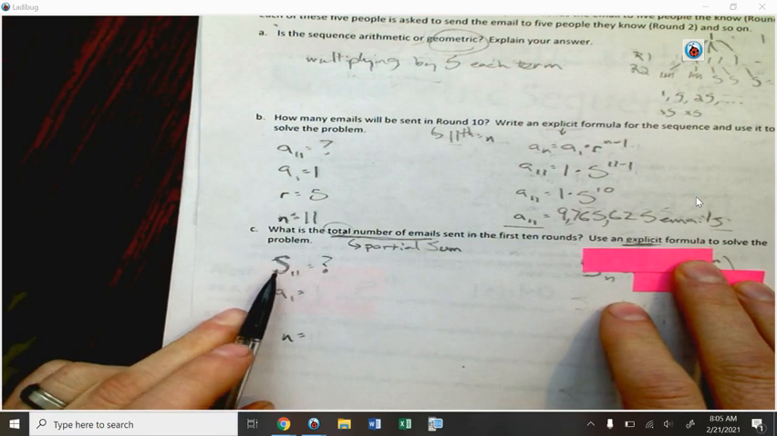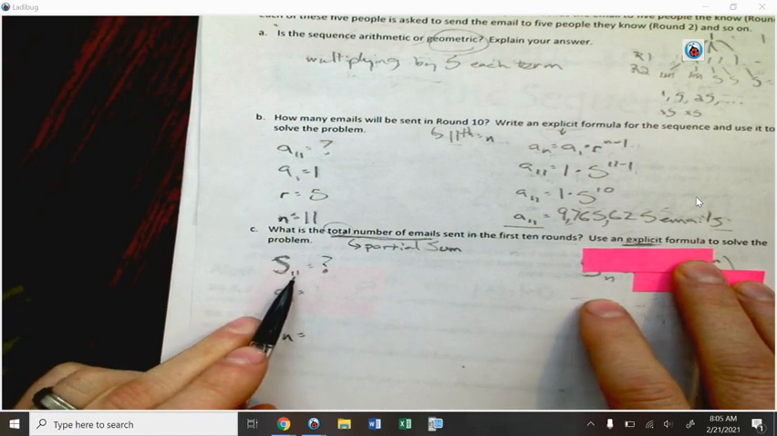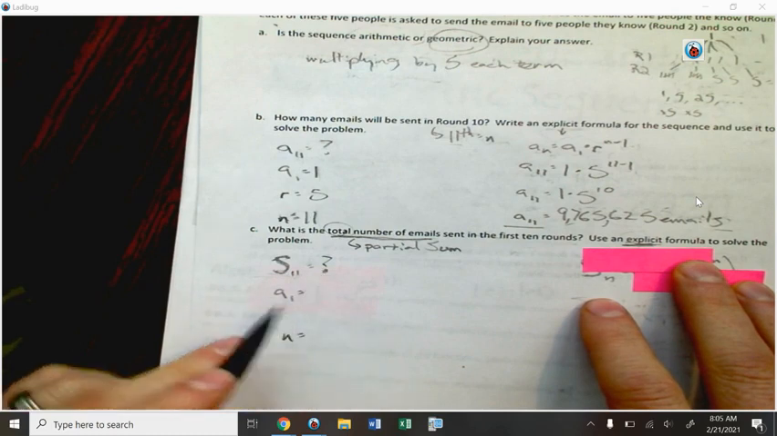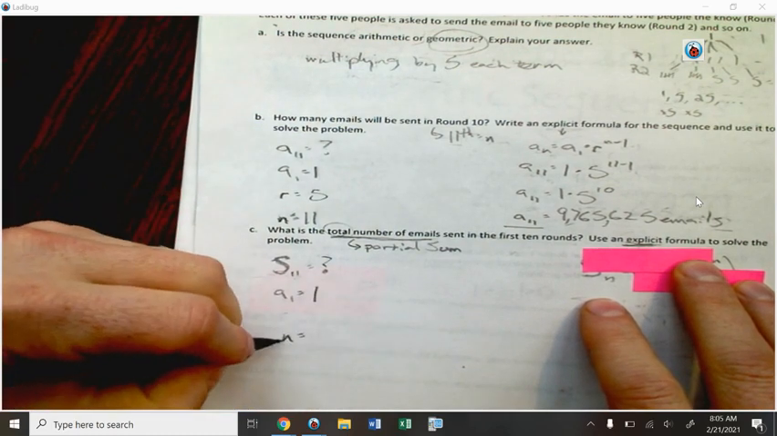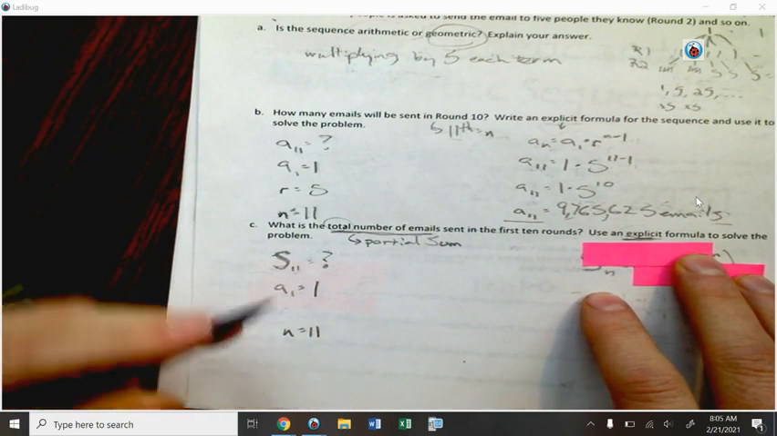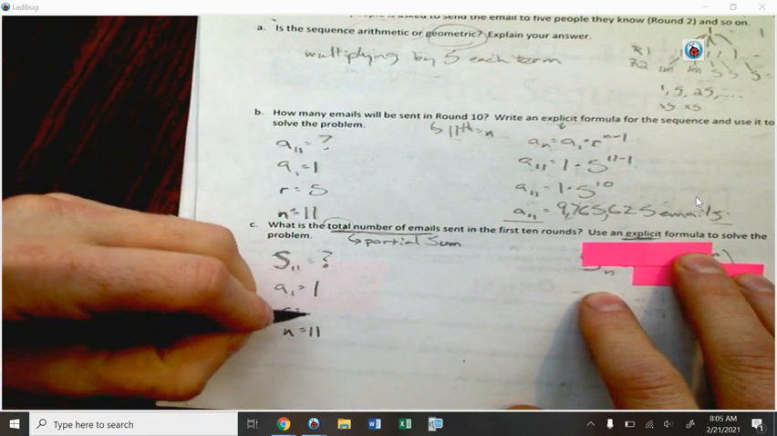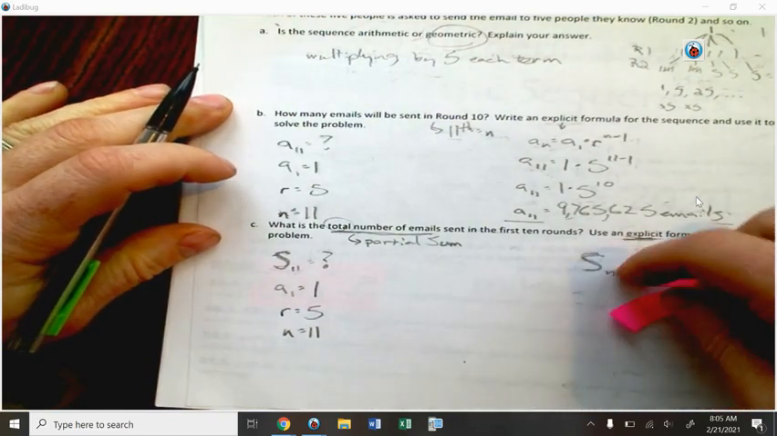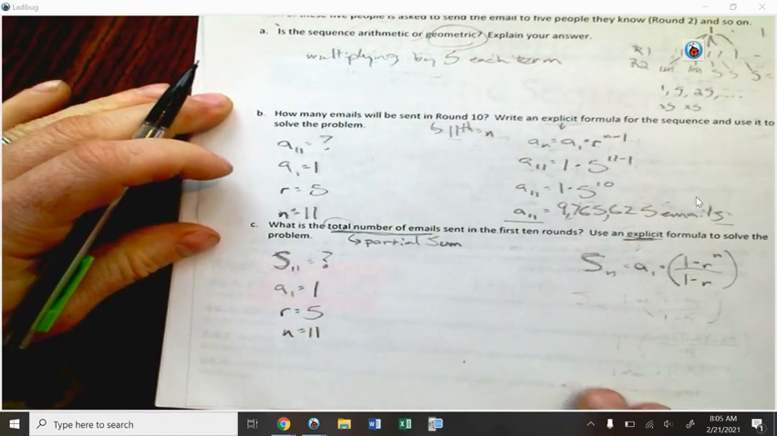Okay, so we're looking for this 11th term and adding them all together, where we know our first term is going to be a sub 1, the n is going to be 11, and we found out earlier that our ratio is going to be 5. So now we have all those values. Now we're going to put it in the explicit formula, which looks like this.